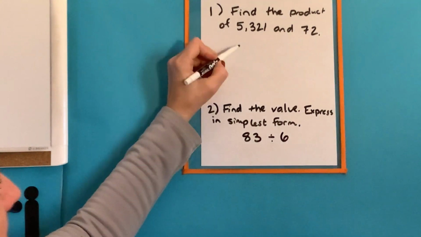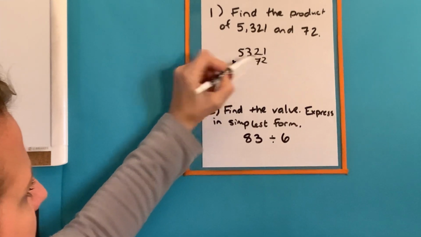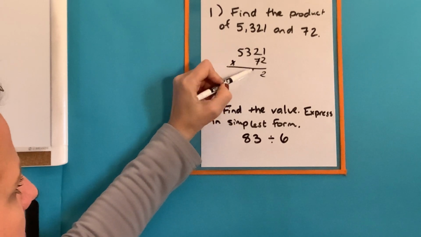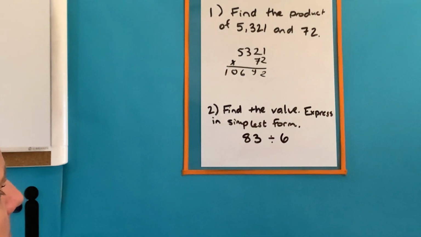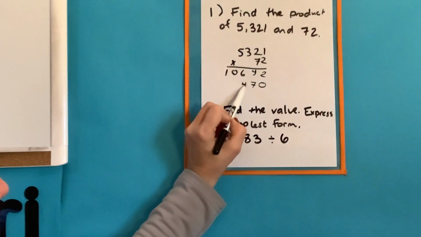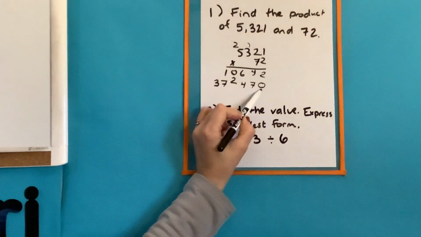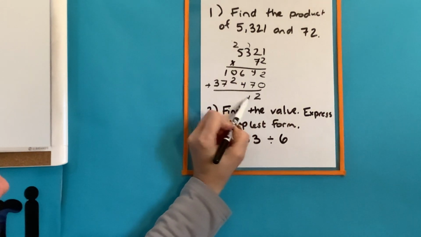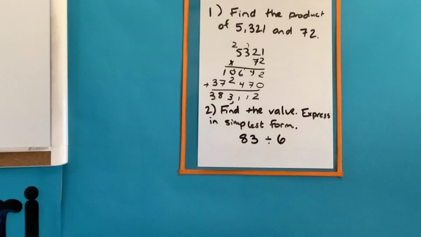So as I mentioned, fifth graders, product is multiplication. So we want to be multiplying these two together, okay? So your first row should look like this. Then you add a 0 for your second row. Which should look like this. And then we add. And our answer should be 383,112. And yes, we add that comma, okay?